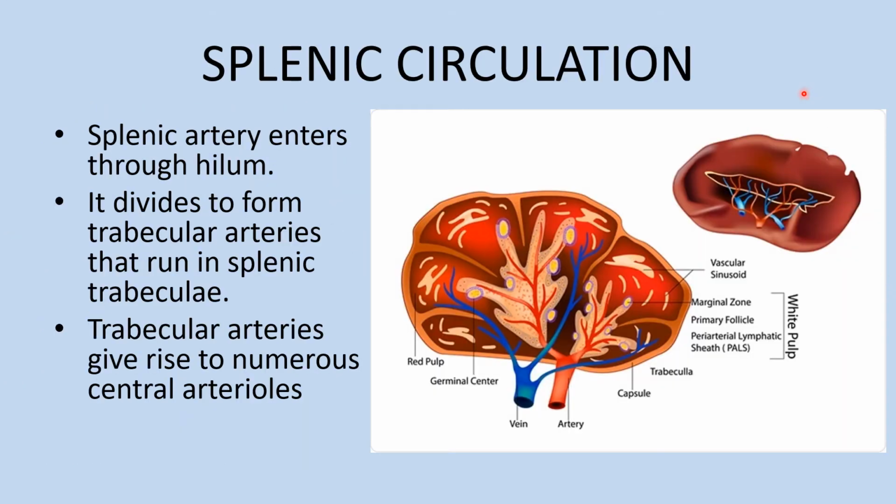To understand the histology, we should know the splenic circulation. The blood supply is through the splenic artery. This splenic artery enters through the hilum, and as it enters, it divides to form the trabecular arteries. These trabecular arteries run in the trabeculae of the spleen, and they give rise to numerous central arterioles.